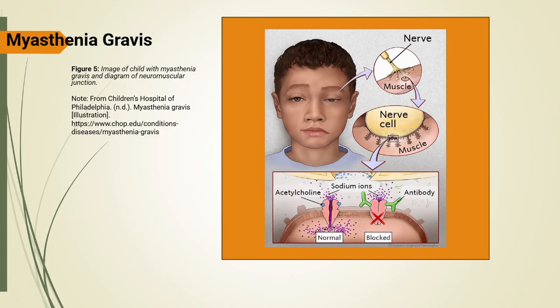You can see the normal receptor on the left allowing acetylcholine to bind and sodium to enter. On the right, the receptor has been blocked by an antibody. This means that even if acetylcholine is released normally, the muscle cannot respond because the signal never reaches it. As a result, the muscle becomes weak and fatigues quickly. This damage does not affect the nerve itself, only the communication point between the nerve and the muscle.